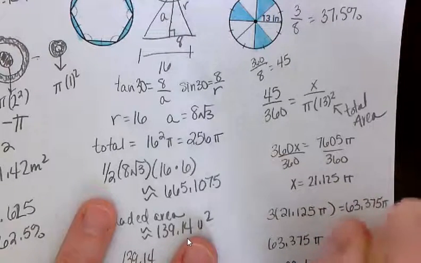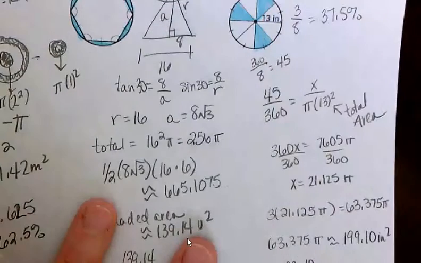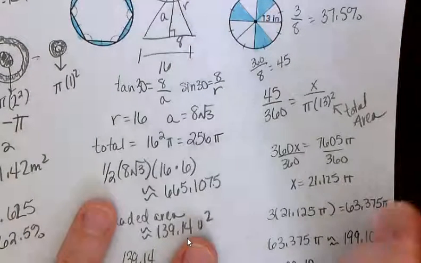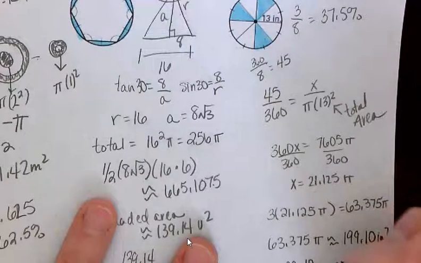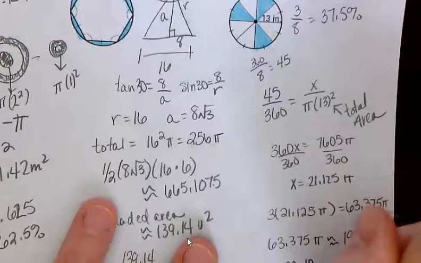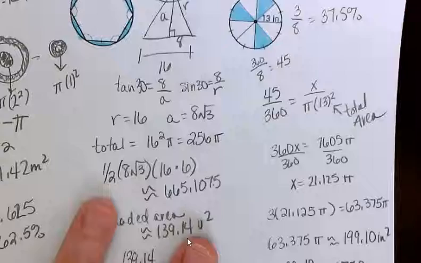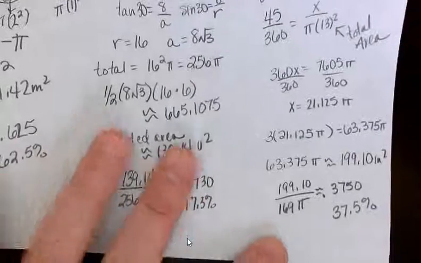And if I take that divided by 169 pi, I get 0.3750, which gives me the 37.5%. And I apologize for not showing that up there.